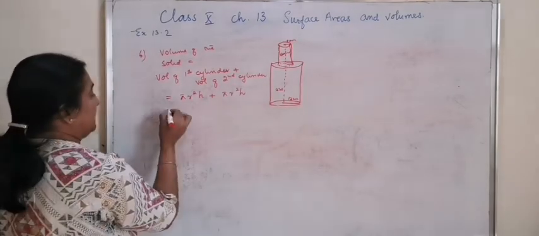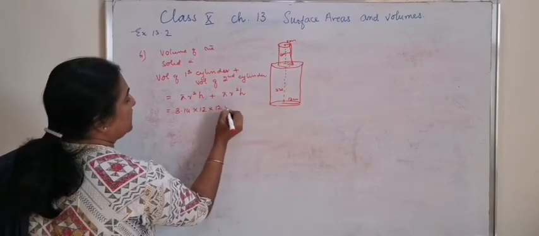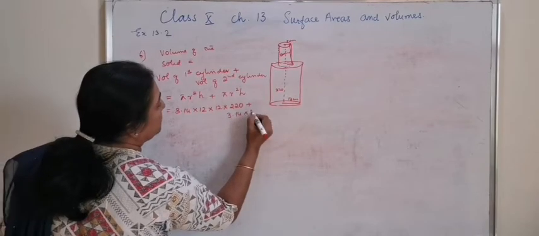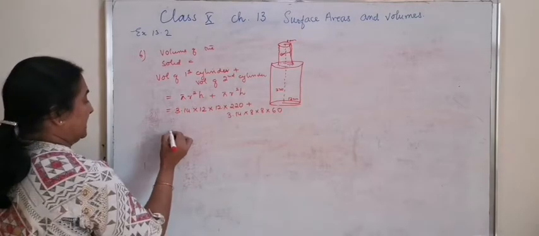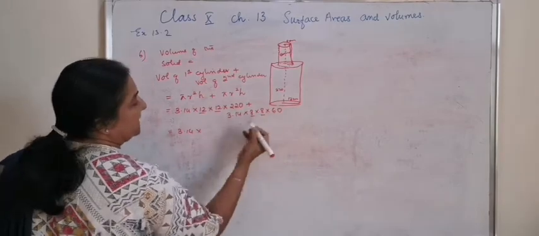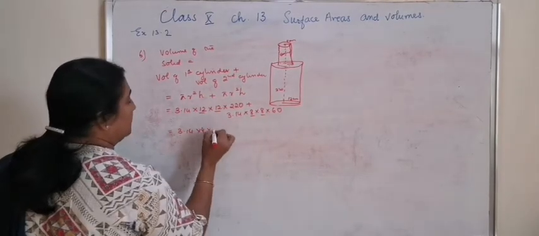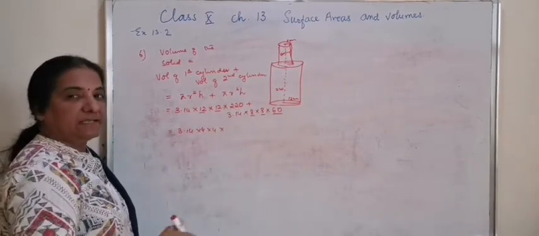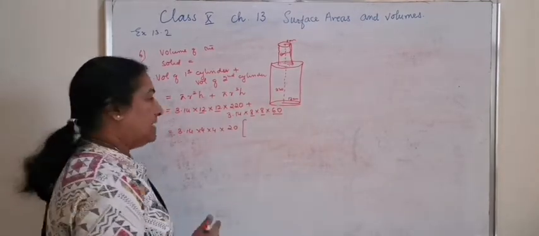They have asked us to take pi as 3.14. So 3.14 into 12 into 12 into 220 plus 3.14 into 8 into 8 into 60. Let's take the common factor as 3.14. There can be a common factor of 4, so 4 into 4. For 220 and 60 we can take the common factor as 20, so that the simplification will be easy.